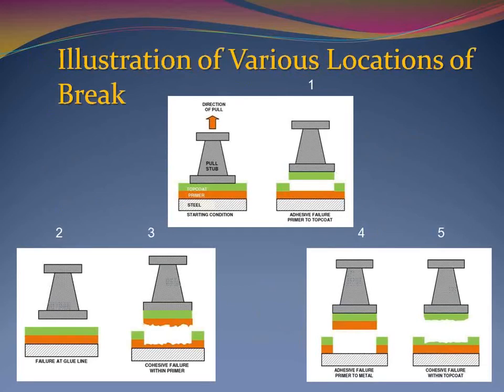Image 1 on the slide illustrates a 100% adhesive break between the top coat and the primer. Image 2 illustrates a glue break, while image 3 illustrates a cohesive break within the primer layer. Image 4 illustrates an adhesive break between the substrate and the primer, while image 5 illustrates a cohesion break within the top coat.